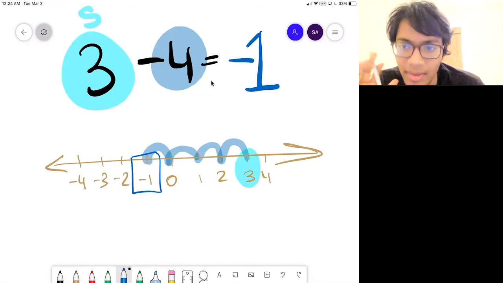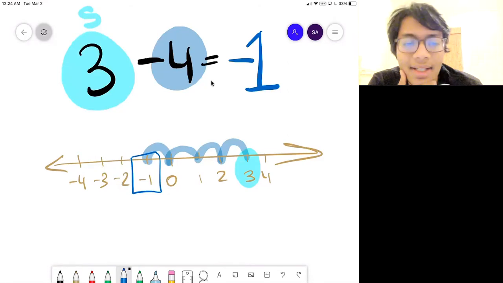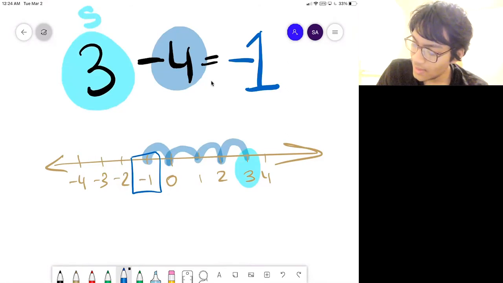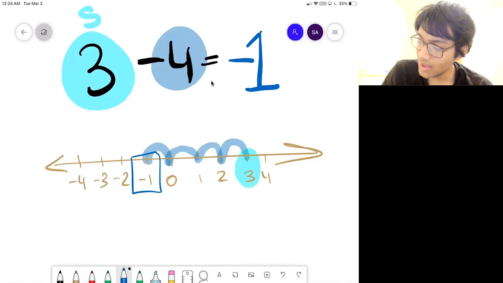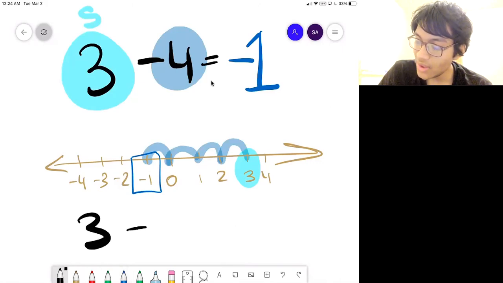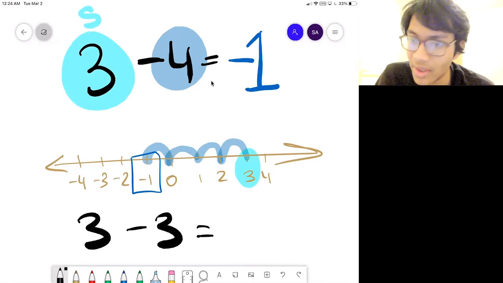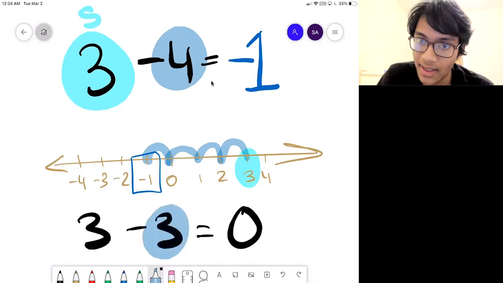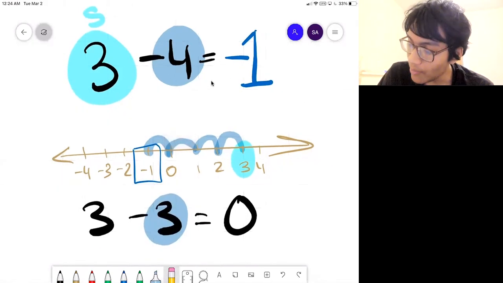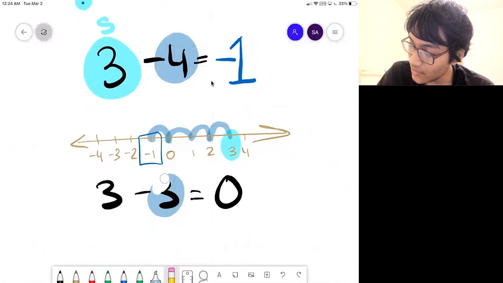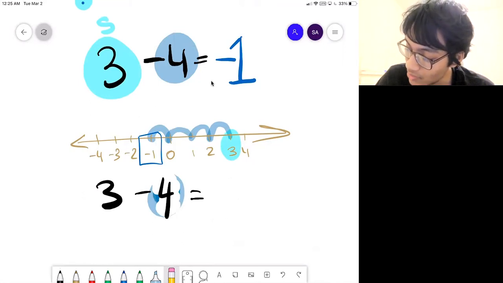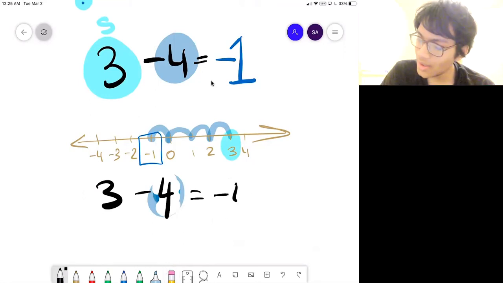Now, you have to think about this. Does this make any sense? Well, it makes a little sense, right? Because think about this. Instead of 3 minus 4, what if I did 3 minus 3? Well, that's just 0, right? So instead of taking 3 hops back, if I took one more hop back, I'd be in a 1 less position, -1. You get that? Well, let's try another one.